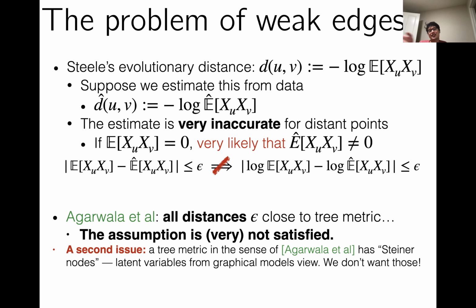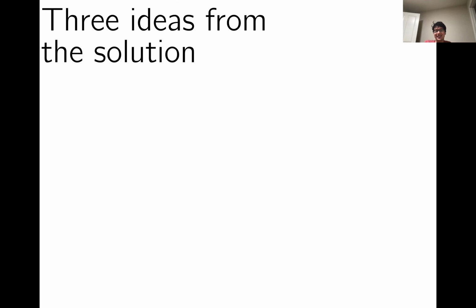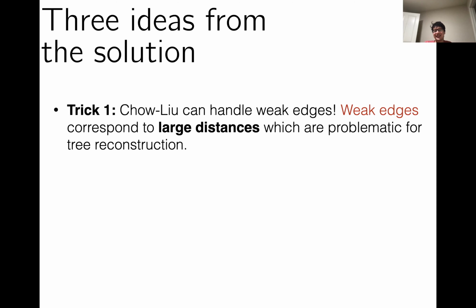Another issue is that the output tree metric would have extra nodes, like Steiner nodes in the metric sense, and we don't want that because we want to output a very simple model. If the ground truth doesn't have hidden variables, we don't want to introduce those. So it seems bad because there are all these issues. But it turns out you can solve all these problems.